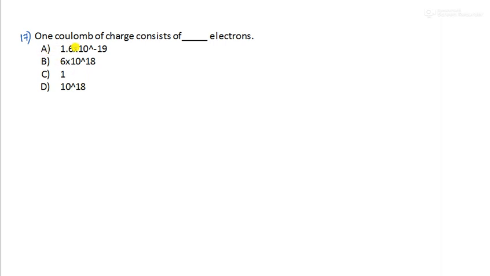So here the question is, 1 coulomb of charge consists of dash electrons. So 1 coulomb of charge consists of how many electrons? It is 6 into 10 to the power of 18 electrons. Here this represents power. Option number B is the right answer. So keep this in mind. You have to remember this. In 1 coulomb, how many electrons are there? 6 into 10 to the power of 18 electrons. Means after 6 put 18 zeros, that many electrons in just 1 coulomb of charge.